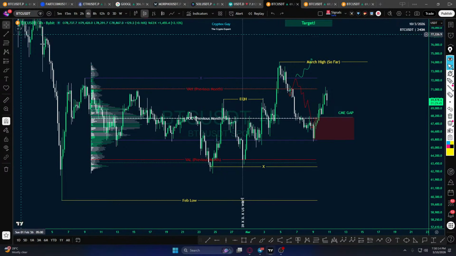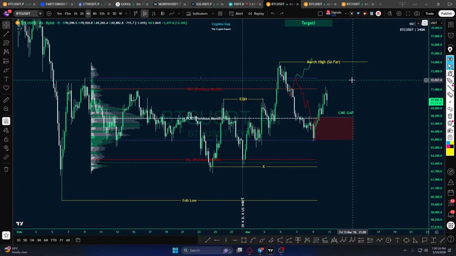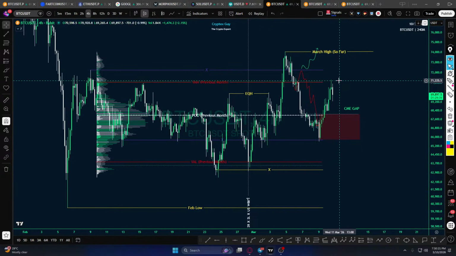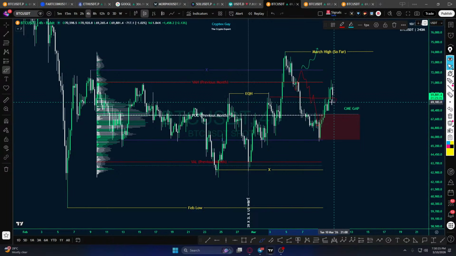Now we have New York opening at the moment we are speaking. Let's say we claim this zone, then we will move to the upper side, and we may retest 72,000 or $72,200. But if we break this one and we don't see any sort of upside or up momentum, then we will just dump toward the lower side.